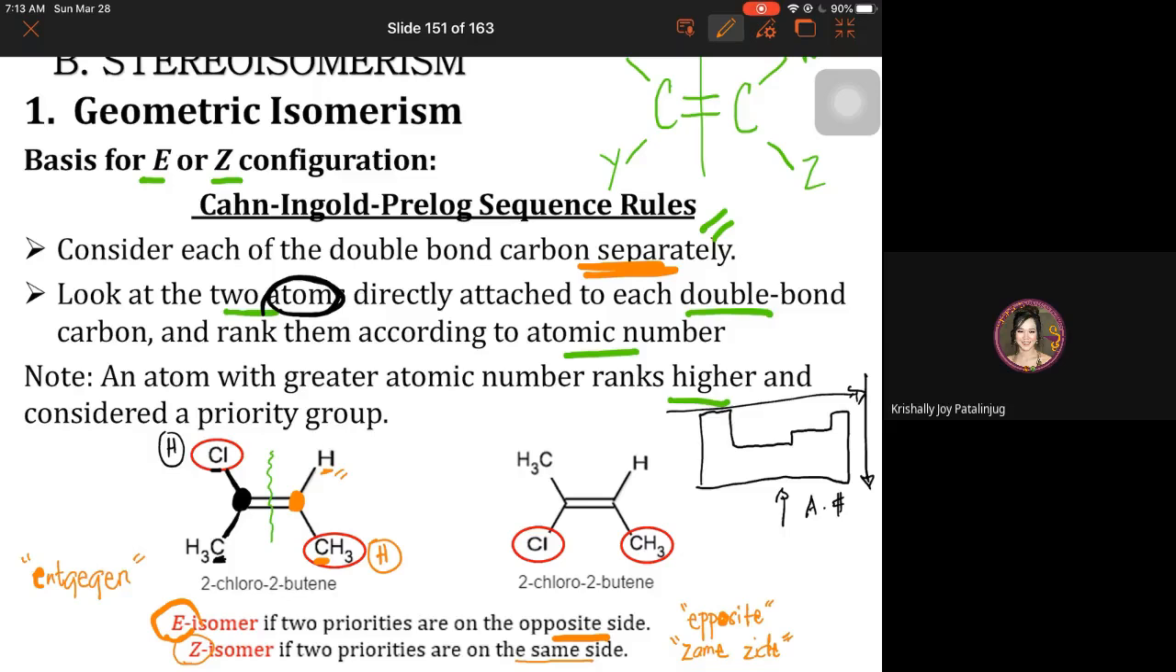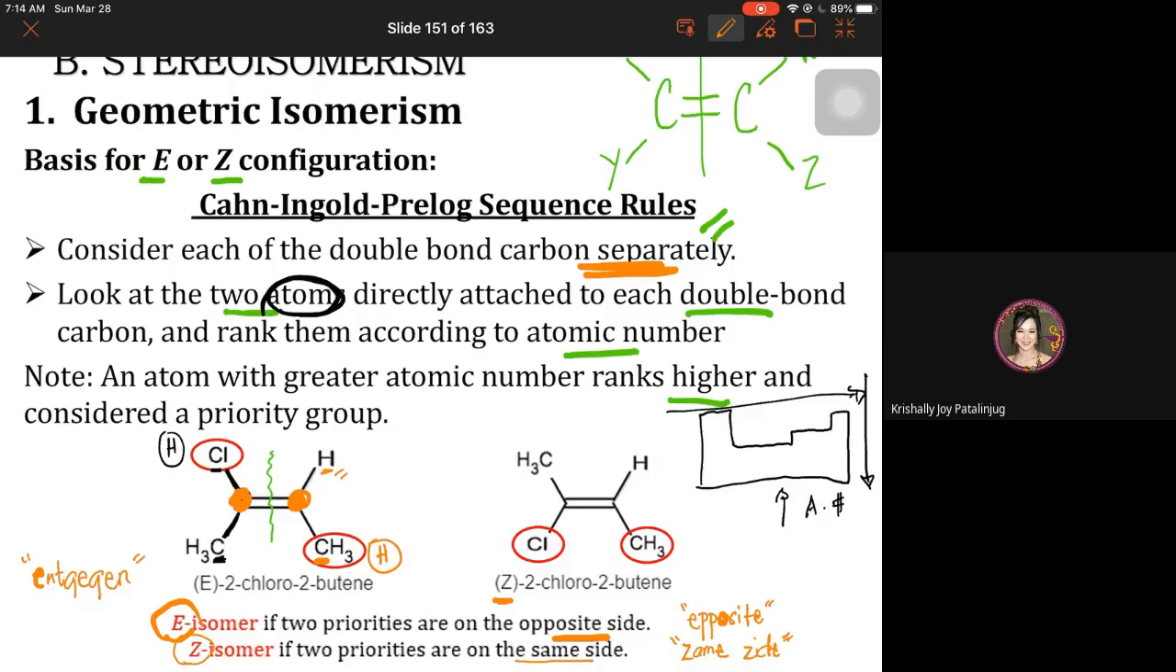So let me go back. When can structures be represented in E or Z isomerism? When on each double bond carbon, one double bond carbon has no hydrogen, or the two double bond carbons have no hydrogen attached to it. Then that can be represented in an E or Z isomerism. Z isomer if the two priority groups are on the same side. Okay, so for the second structure, that is the Z isomer. For the first structure, that is the E isomer.